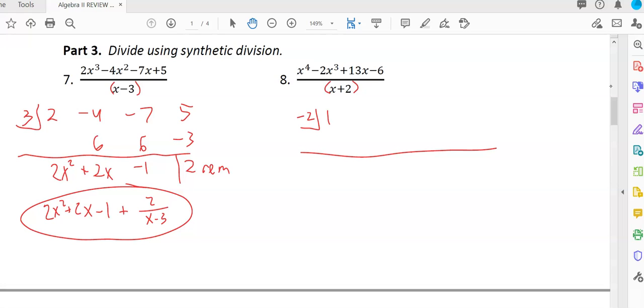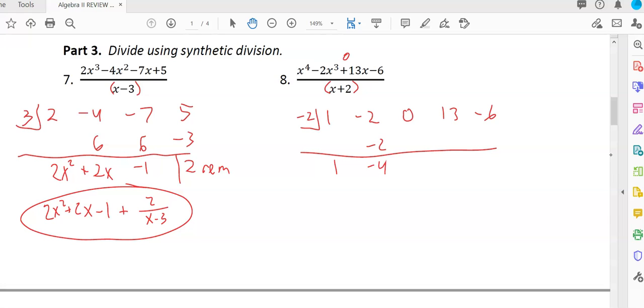Coefficient, ooh, this is important, so 1, negative 2. I'm missing a 0, I'm missing an x squared term, so I'm putting a 0 in there, and then 13, negative 6. Okay, synthetic division: you get 1, negative 2 times 1 is negative 2, you get negative 4.